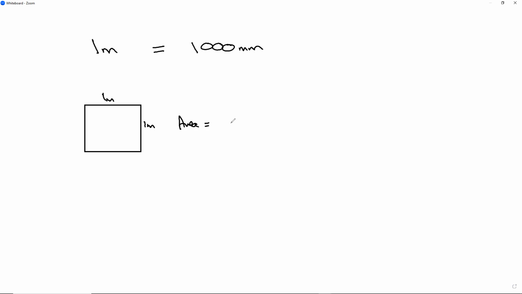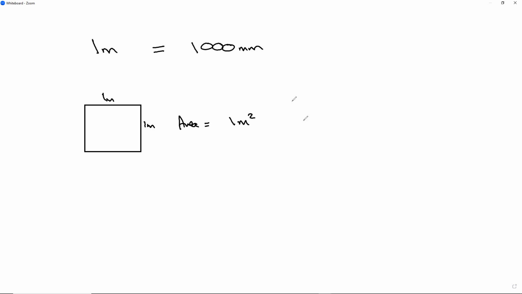All right, so let's suppose I've got 1 meter. 1 meter is the same as 1,000 millimeters. Okay, and I now have a square where I want to find the area. And it's 1 meter by 1 meter. So the area of this is going to be 1 meter squared, right? Because it's 1 times 1.